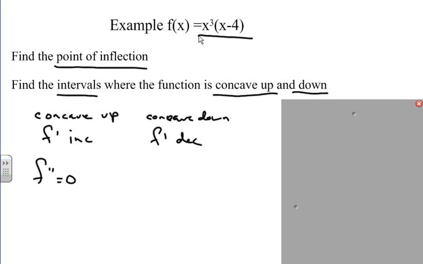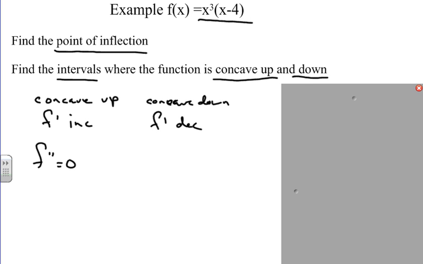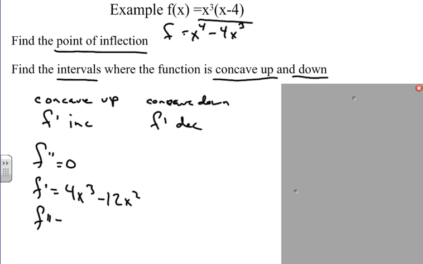So, take that first function, f of x, and find the first derivative so we can find its critical points. If I simplify this first, f of x is x to the fourth minus 4x cubed. So the first derivative is going to equal 4x cubed minus 12x squared. The second derivative is going to equal 12x squared minus 24x.